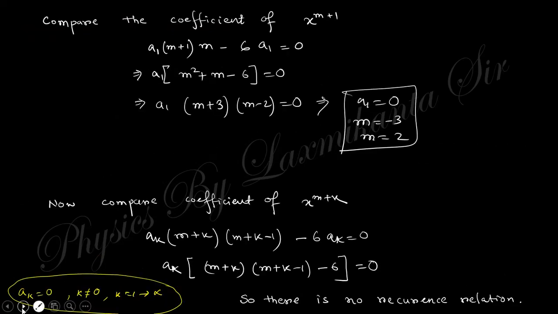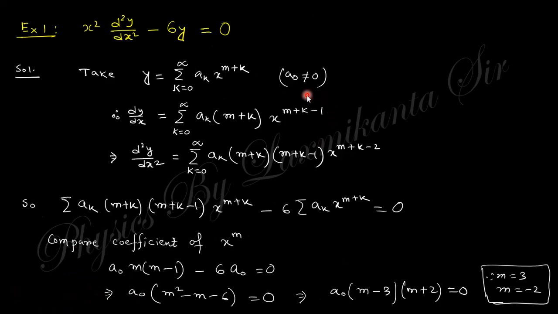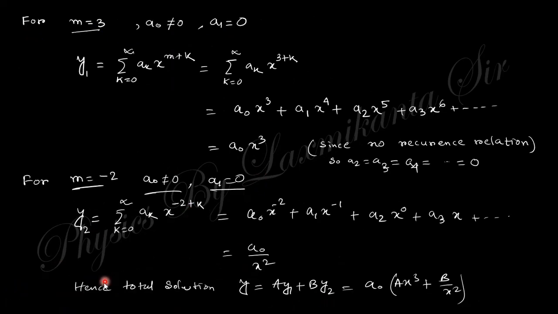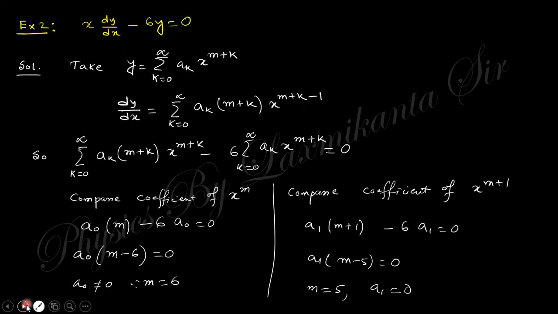Actually in this example, what arises at that point is that no recurrence relation is actually found. This is the problem, and we can conclude that all the coefficients are 0, only a0 not equals to 0, because when we take the Frobenius method, the first term must be not equals to 0. That's why a0 is not equals to 0, and the solution becomes like that. I think it is clear. If there is any doubt, you must comment in the comment box.